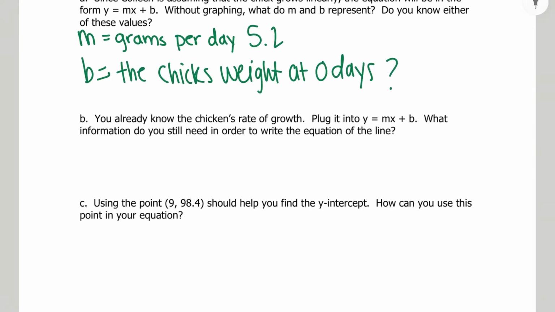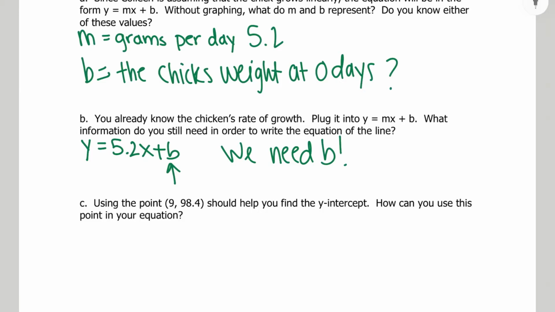All right, so part b says you already know the chick's rate of growth, right, from here. So then it says plug it into y equals mx plus b. What information do you still need in order to write the equation? So y equals 5.2x plus b. If I really wanted to write the equation, what's the other thing I need? The other thing I need is b. X and y would stay there. We would put the letters, but we definitely put in numbers for m and b. So we need b to be able to write our equation correctly. So that's the starting point or y-intercept. There's lots of ways to talk about it.